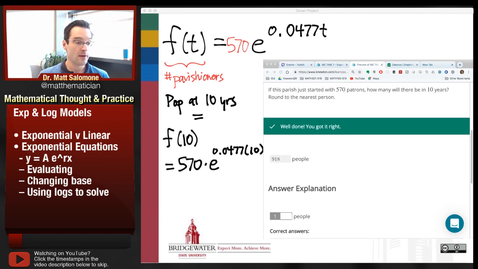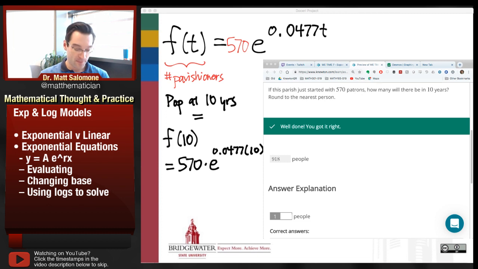Right? So that's the arithmetic that I need to do. Now, how do I do it? Well, according to the order of operations, I should be looking at exponents before I look at multiplication, and so I don't want to do this multiplication by 570 first. I want to do it after I evaluate the exponential, e to the 0.0477 times 10.